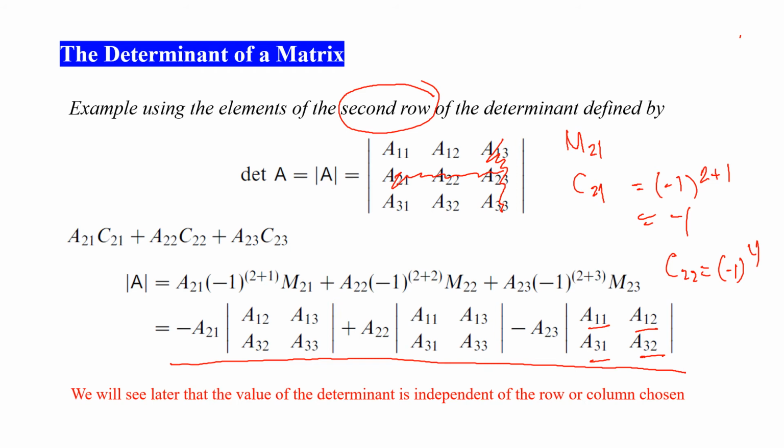And we will see later that the value of the determinant is independent of the row or column chosen. So just say for example here, we chose the second row. But we can also get the same expression whether we use your third column or your first row. So we'll see later that the value of the determinant is independent of the row or column that is chosen.